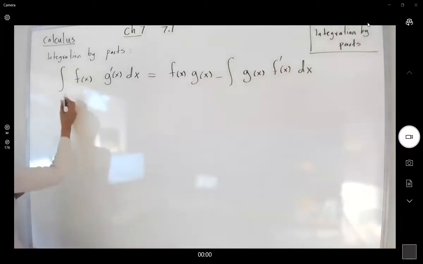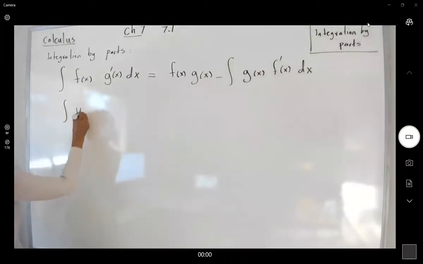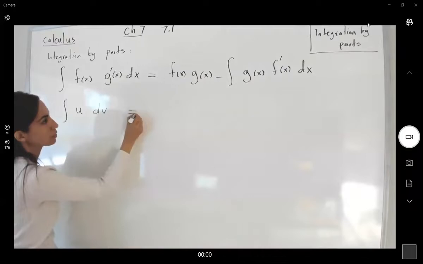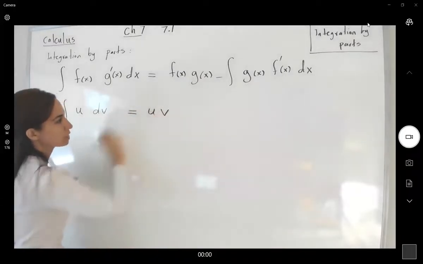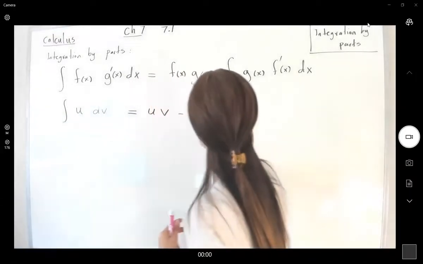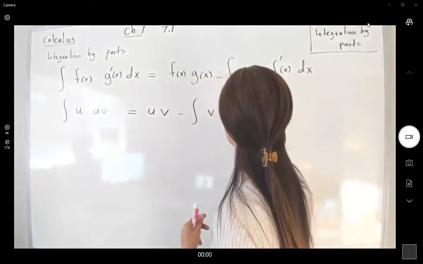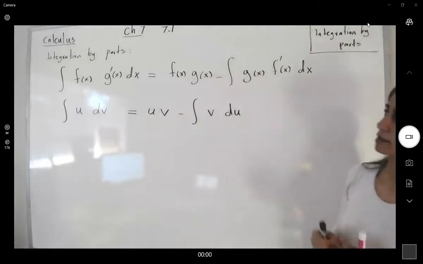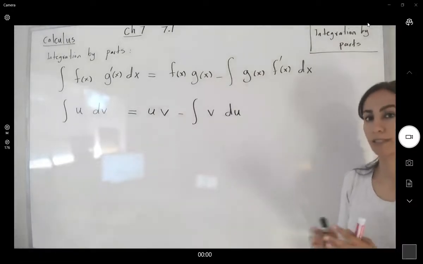Or if we have the integral of u in general dv, so g prime of x dx can be simplified and written in the shorter format of dv, the derivative of another function. This is equal to u times v minus the integral of v du. This method is called integration by parts.